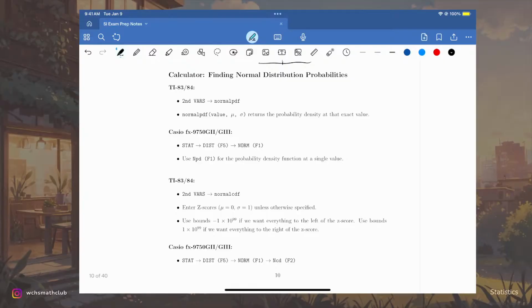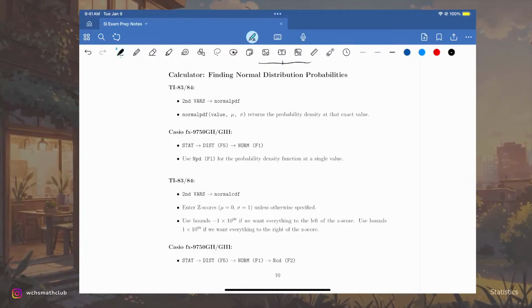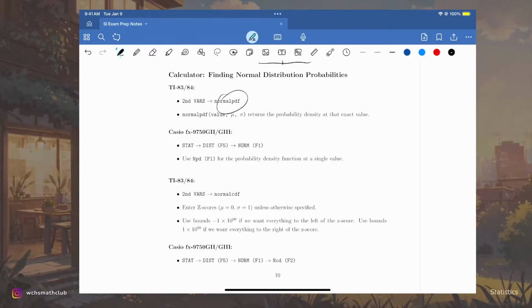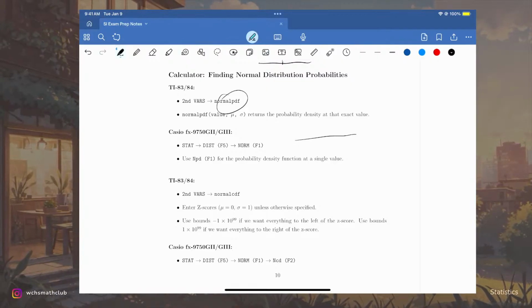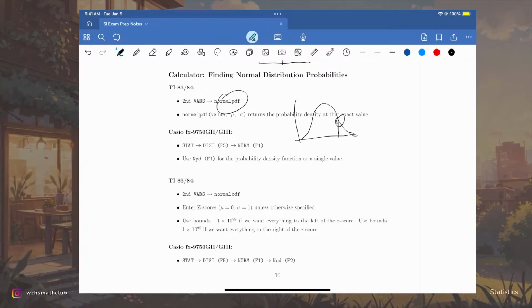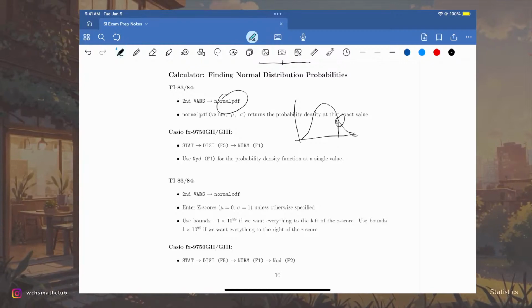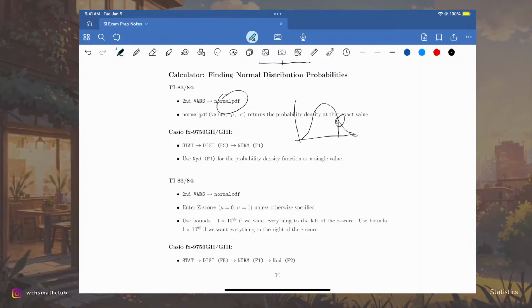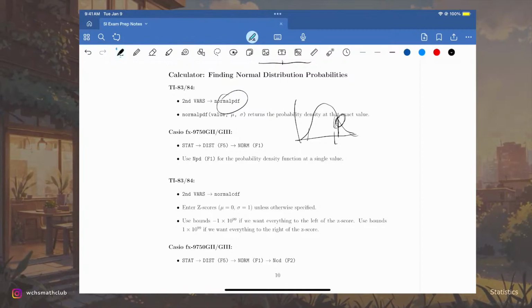Now, if we want to find normal distribution probabilities, this is where your calculator comes into play. Let's start with normal PDF. This returns the probability density at that exact value. If we had a curve like this and we want this point, it'd be approximately calculating the probability of this exact value happening out of 1. So if we were to pick any random point on this curve, what is the probability that we get this value here?